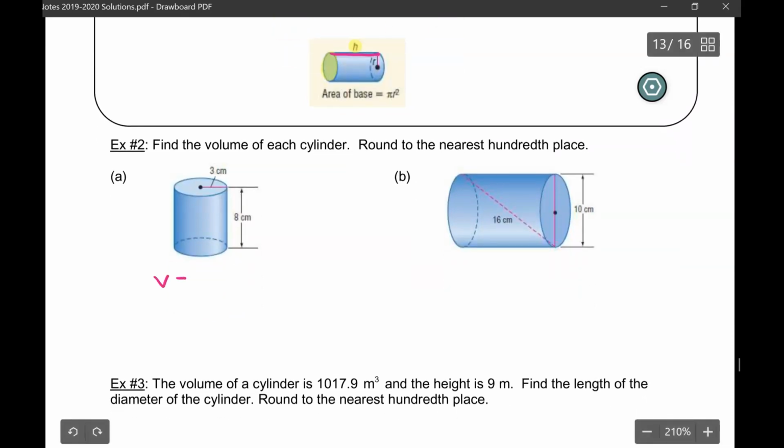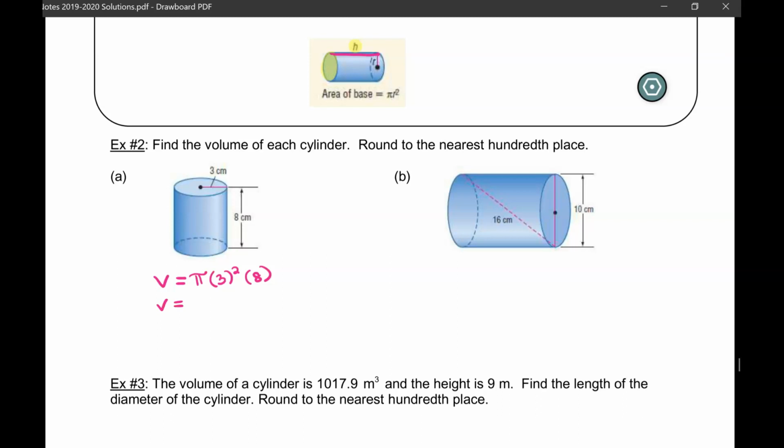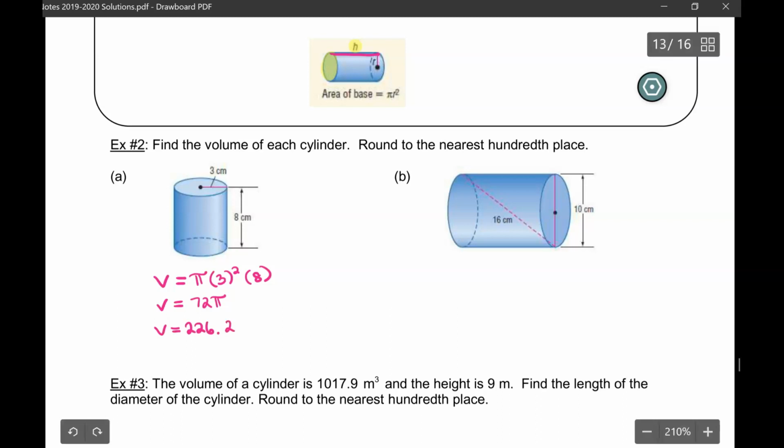Okay, so my volume is area of the base, which is pi r squared, so pi times 3 squared times the height, which we see is 8. So if I were writing this in exact form, this would be 72 pi, but rounding it to the nearest hundredth is going to be 226.19, so that'll be 226.19 cubic centimeters.